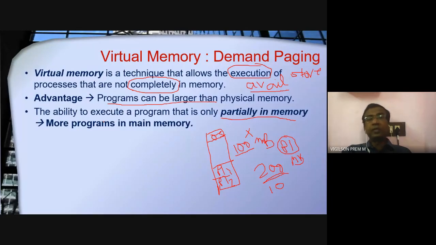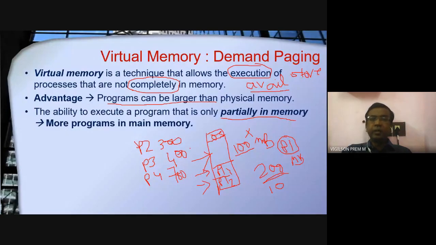More programs are in main memory. So like this, P1 is 200 MB, P2 is 300 MB, P3 is 400 MB, P4 is, for example, 700 MB. So all these programs can be stored in main memory for execution.